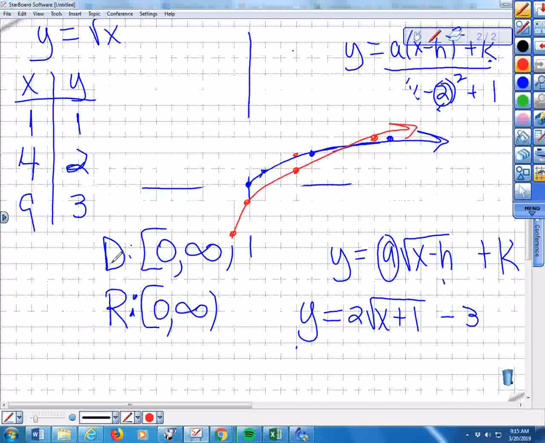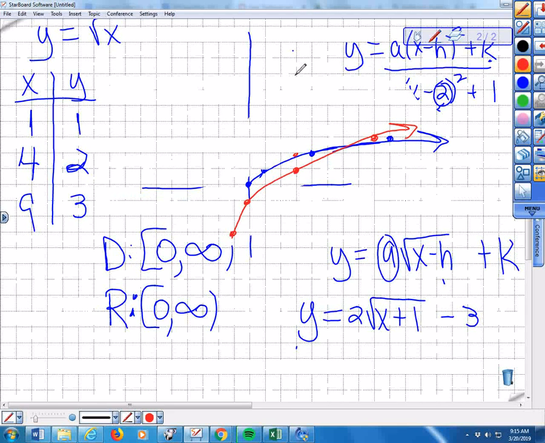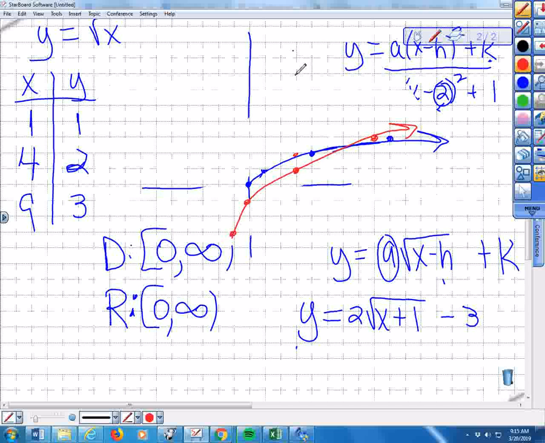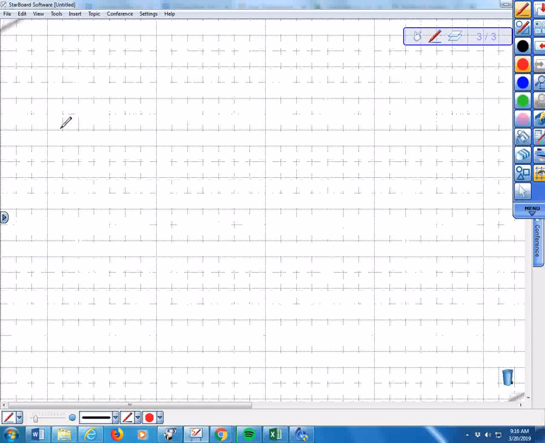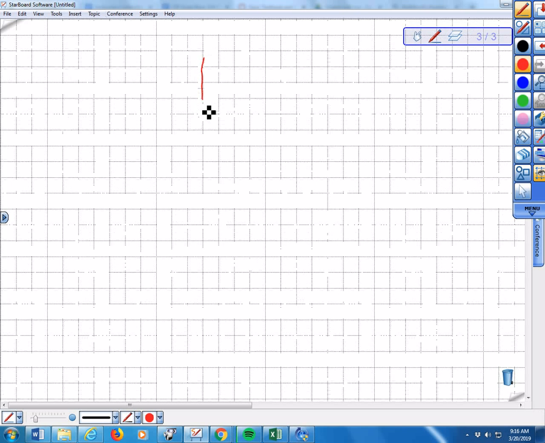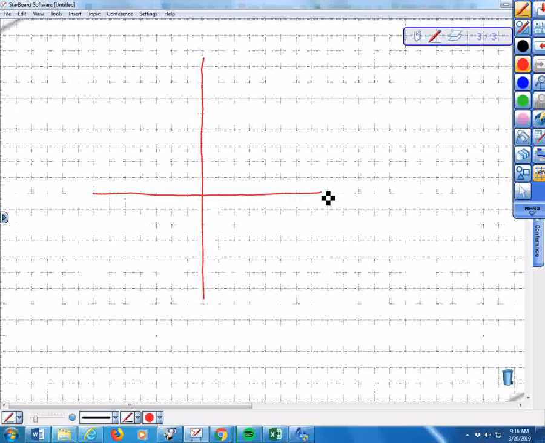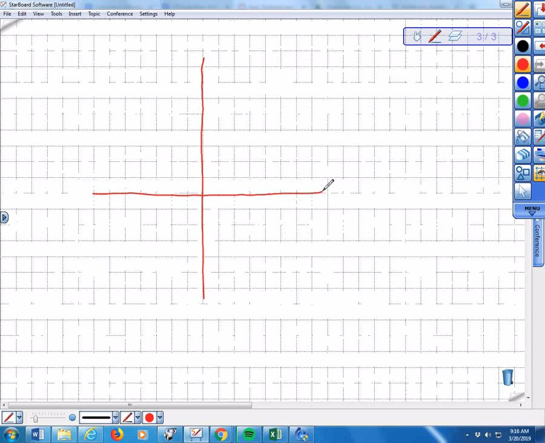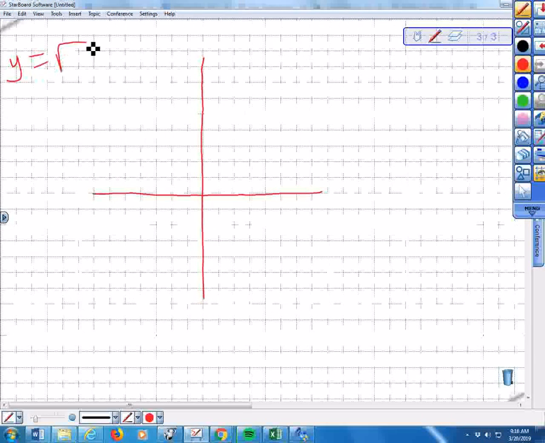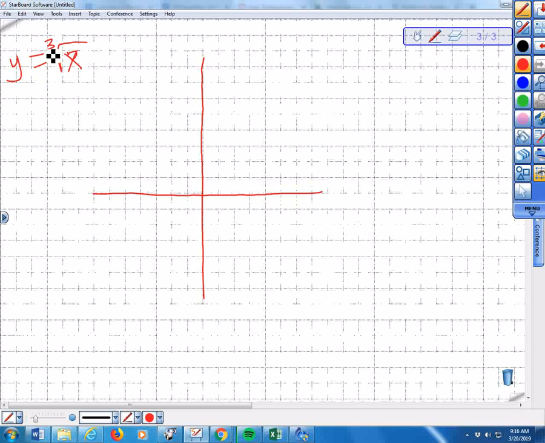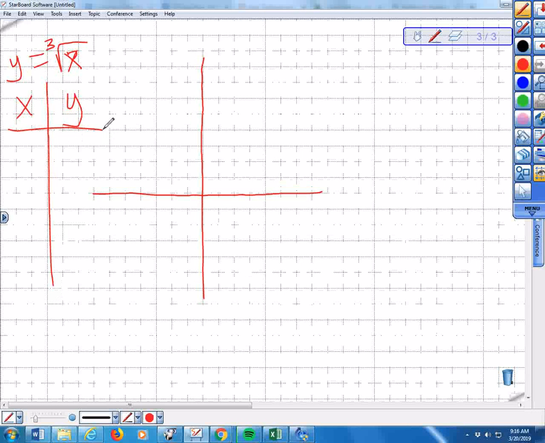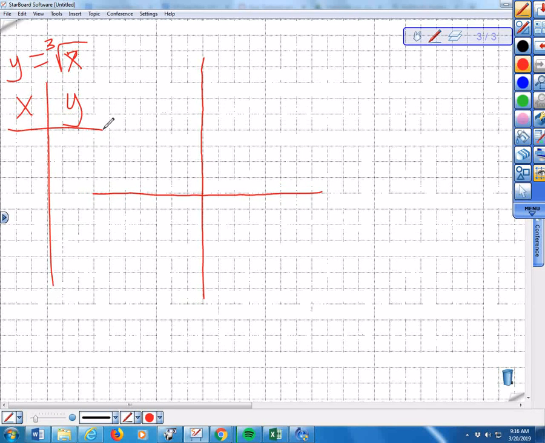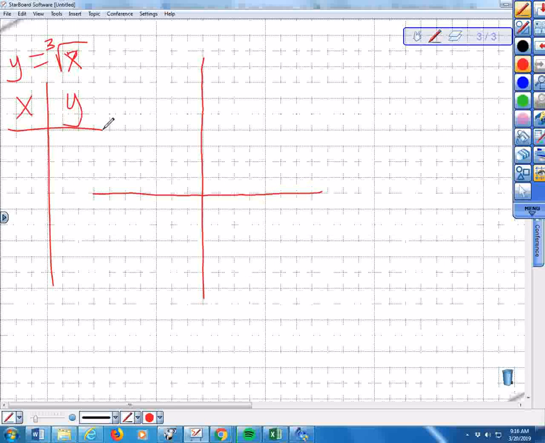Now, if my board will work, I'm going to show you what the cube root of x function looks like. And I guess we're going to do it in red because I didn't change the color. Okay, so now we're going to do the parent function, the cube root of x. Thinking what I want to use for x values, what do you think? Perfect cubes would be the easiest. So our first one is 1.